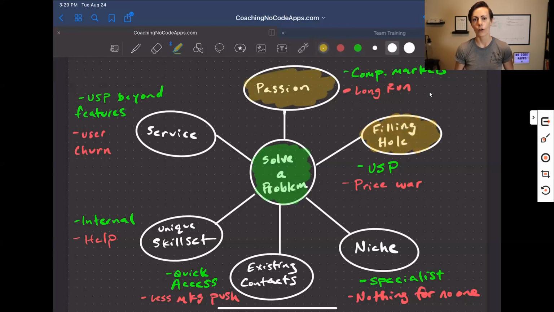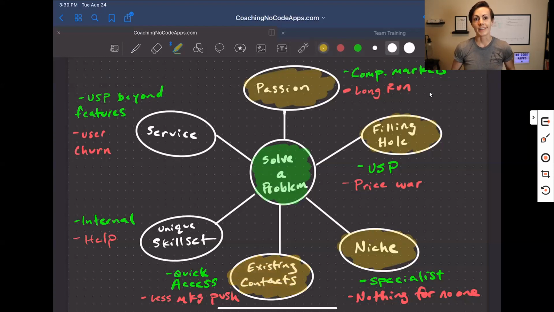What holes are you filling? How is your app different from other alternatives that are out there? You don't want to fall into a race to the bottom and have a price war and try to just charge less than anyone else. How else can you serve your users' needs? And how can you niche down? When you try to be everything for everyone, you often end up being nothing for no one. So how can you become more of a specialist and then ultimately build on that instead over the long run?